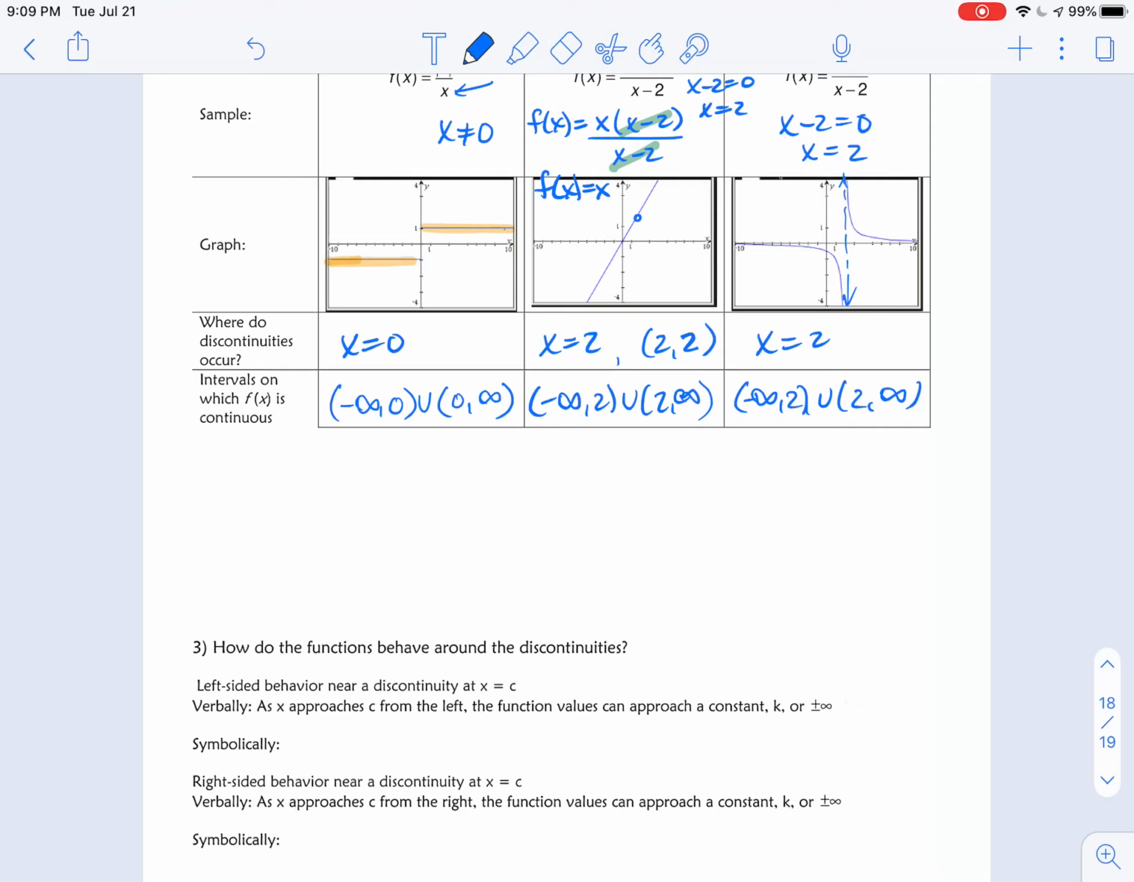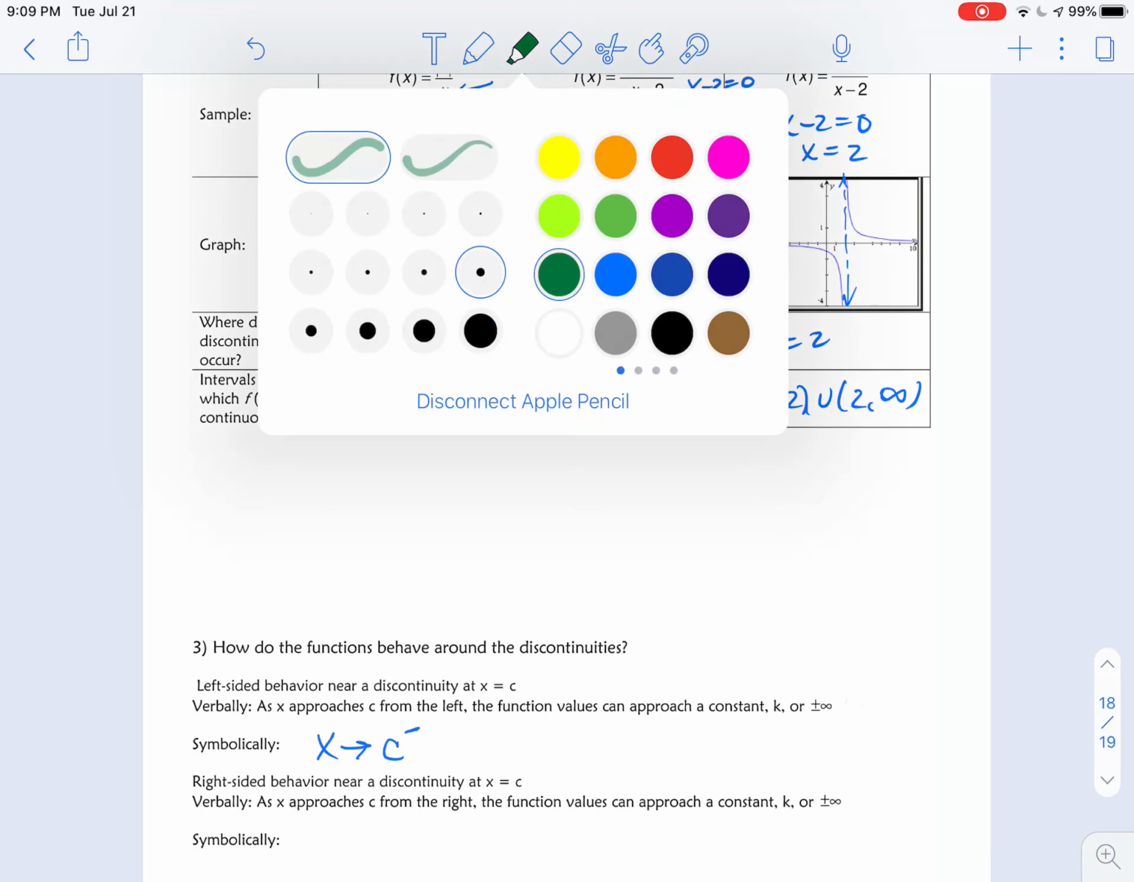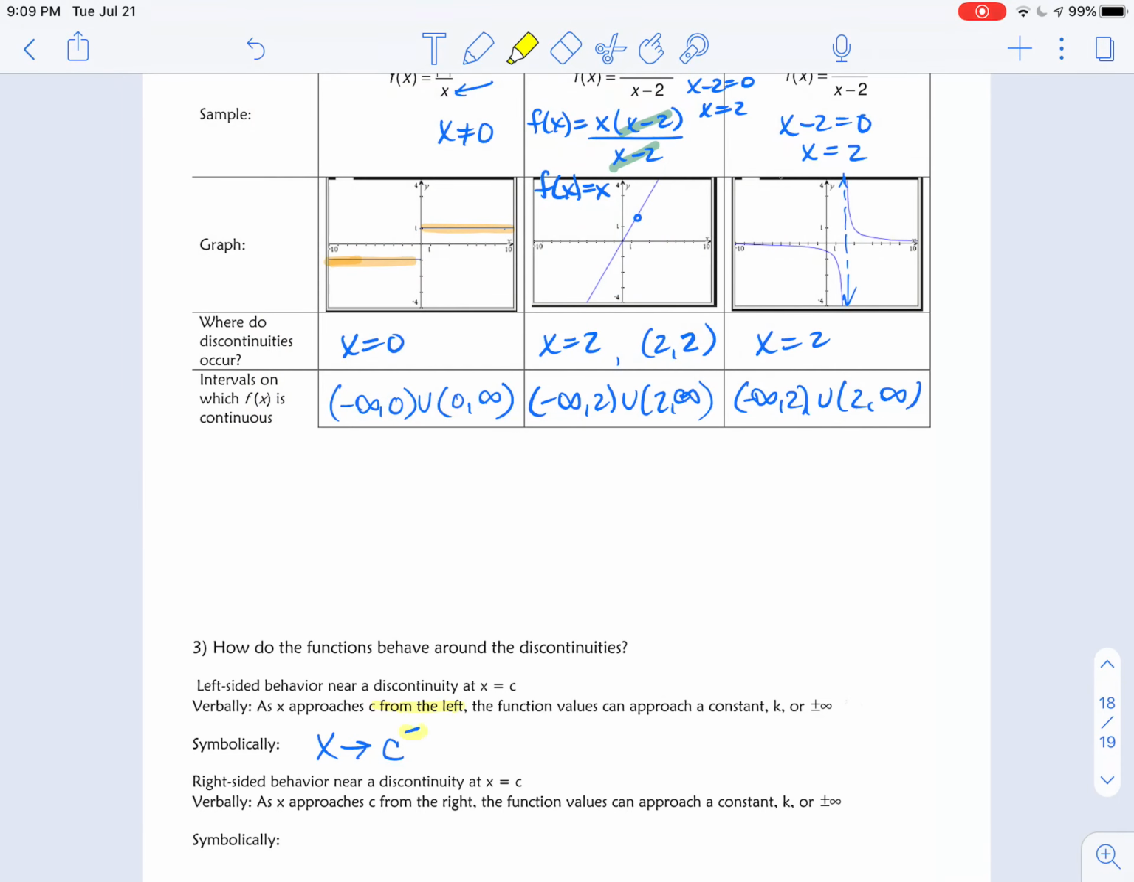So how do the functions behave around the discontinuities? Well, if we're looking at the left side behavior near a discontinuity at some value c, verbally it's read like this. As x approaches c from the left, and I'm going to go ahead and write it symbolically, c from the left, this little minus sign indicates from the left, the function value can approach or equal a constant, or negative or positive infinity. So it just depends on what you're looking at. But f of x can have some options.